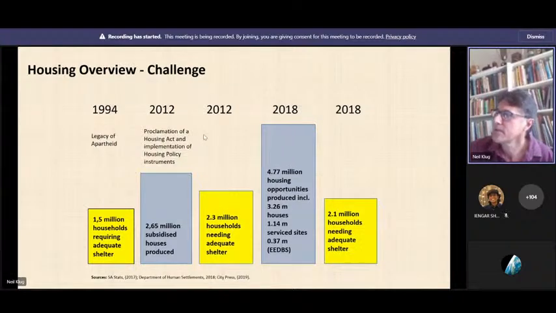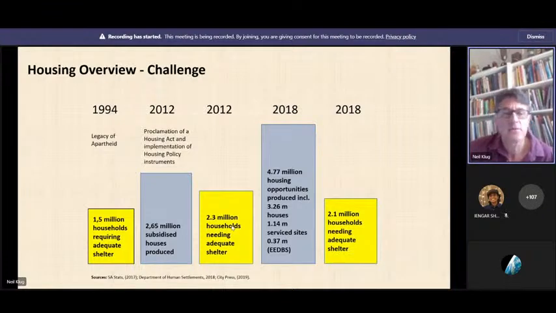Unfortunately, in the same year, they calculated that they still had a growing backlog of 2.3 million. In 2018, they had rolled out 4.77 million of these, what they now call Breaking New Ground housing, which I will briefly explain further along, and 1.14 million serviced sites. But at the same time, in 2018, they still had 2.1 million households needing adequate shelter. So basically, they're not addressing the backlogs, let alone future growth.